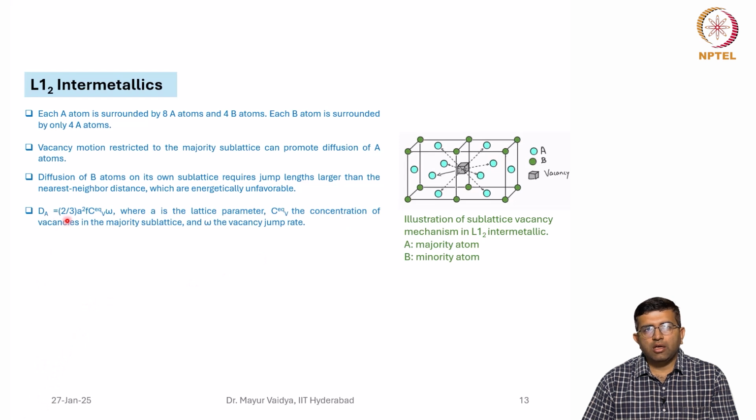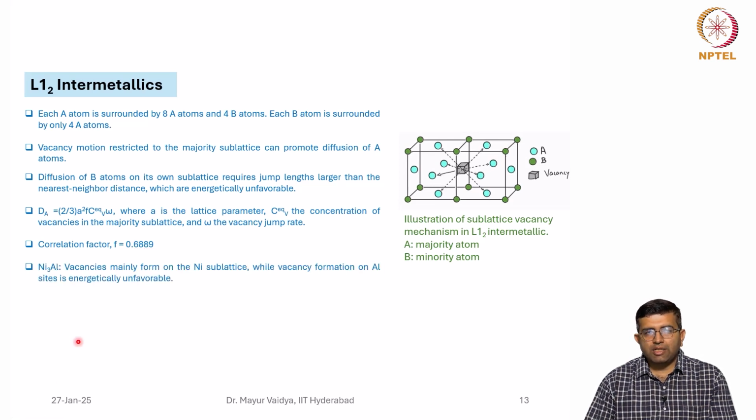So, D_A is usually given by 2/3 a² f C_V^eq ω, where ω is the vacancy jump rate, and C_V^eq is the equilibrium concentration of vacancies in the majority sublattice. The correlation factor has been calculated for such a lattice, and it comes out to be 0.6889.